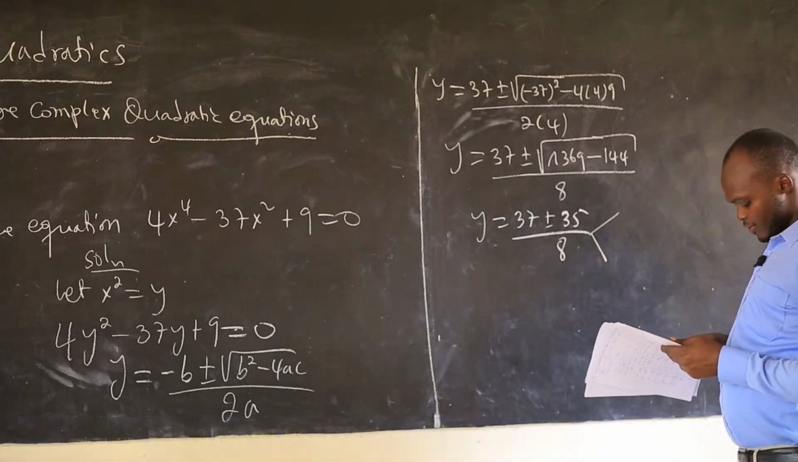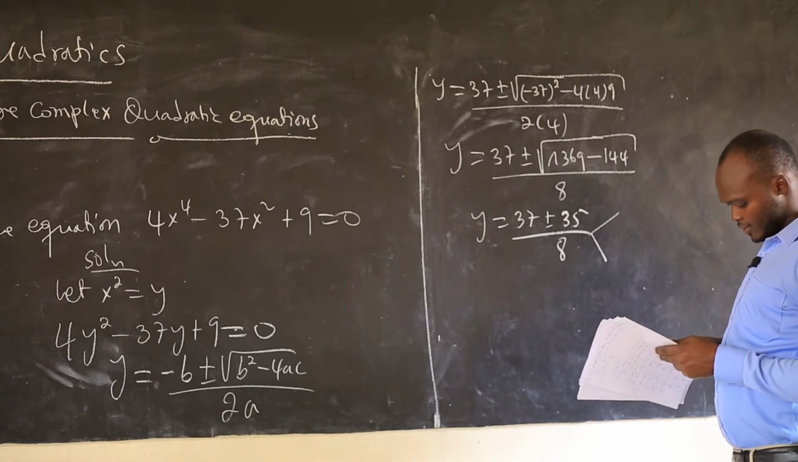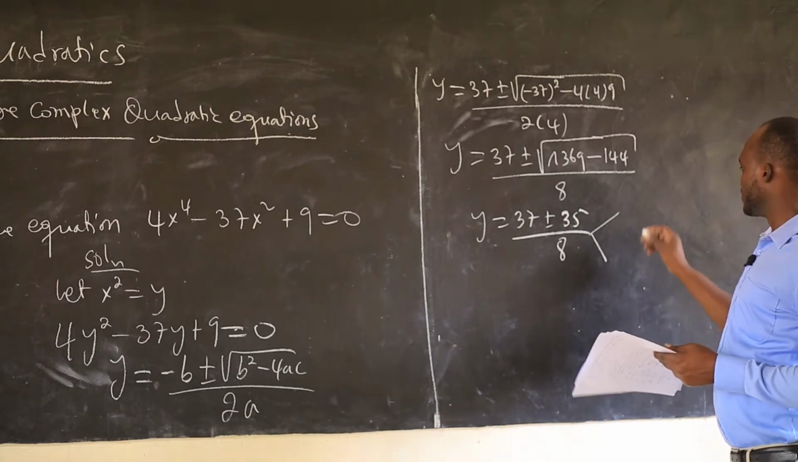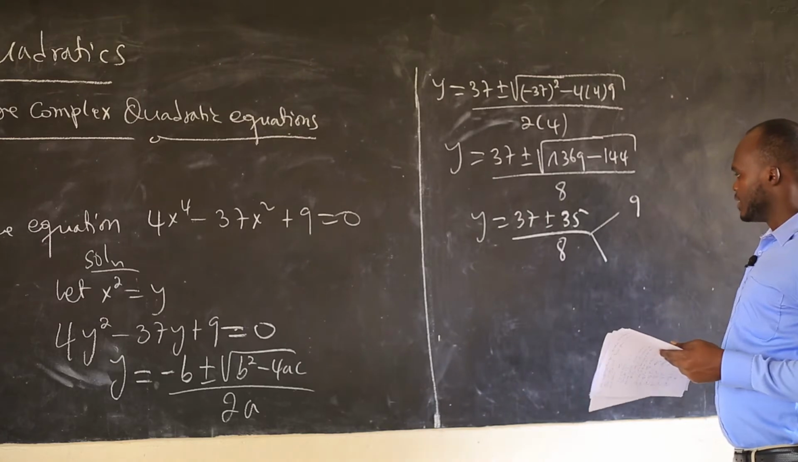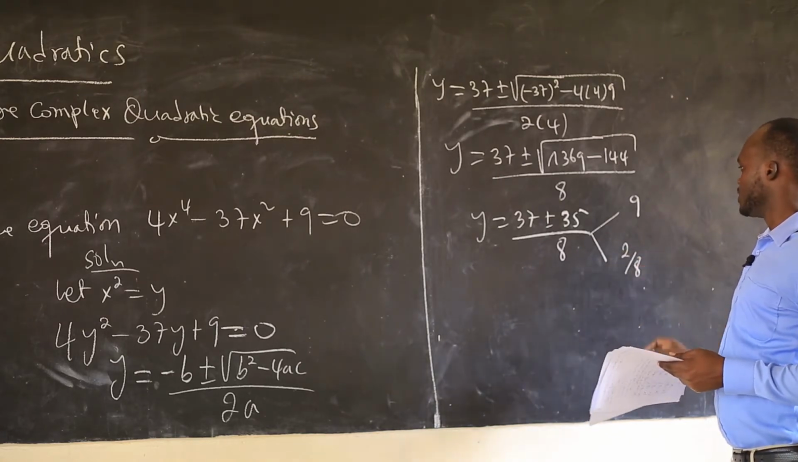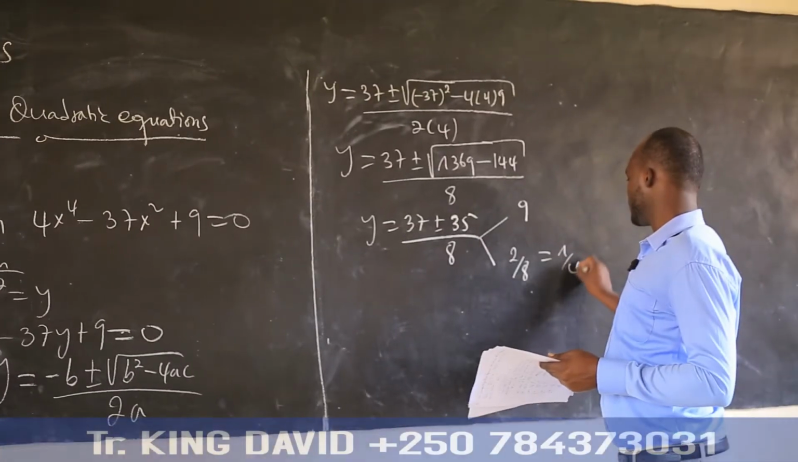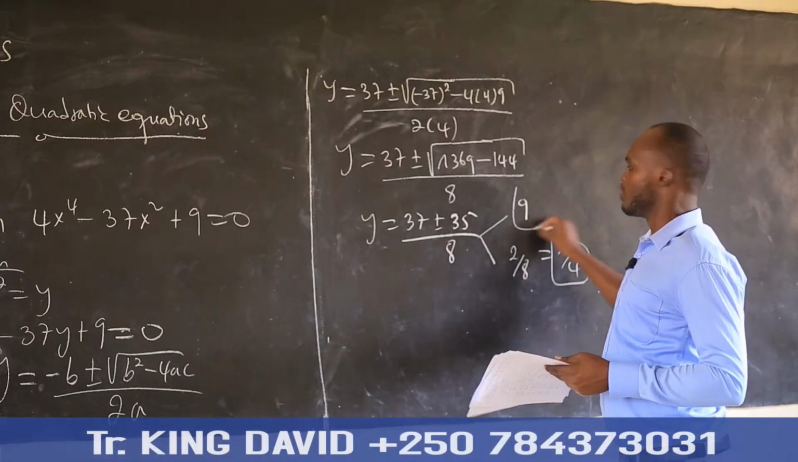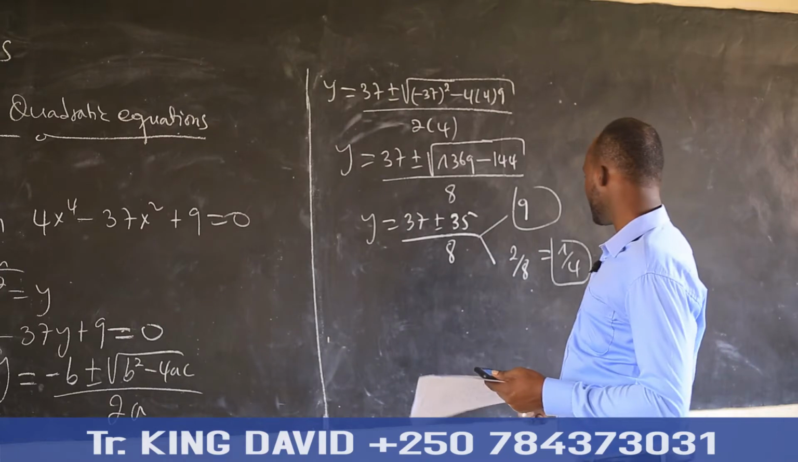37 plus 35, we get 72. 72 divided by 8, that's 9. 37 minus 35, that is 2. 2 over 8, which is 1 over 4. We have y equal to 9, and we have y equal to 1 over 4.